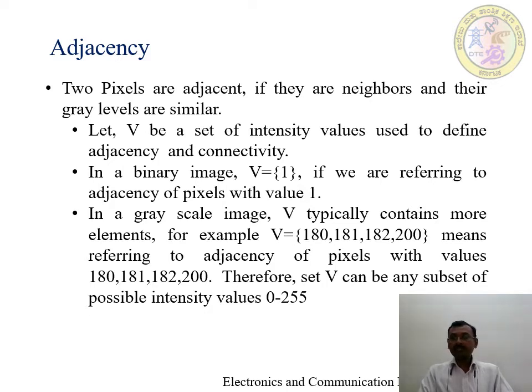Let us consider a set V, a set of intensity values used to define the adjacency and connectivity. Let us consider a binary image with set V having intensity value 1, if you are referring to adjacency of pixels with value 1. Similarly, consider a grayscale image, where set V typically contains more elements, for example V equal to 180, 181, 182 and 200, meaning we are referring to the adjacency of pixels with values 180, 181, 182 and 200. Therefore, set V can be any subset of possible intensity values between 0 and 255.